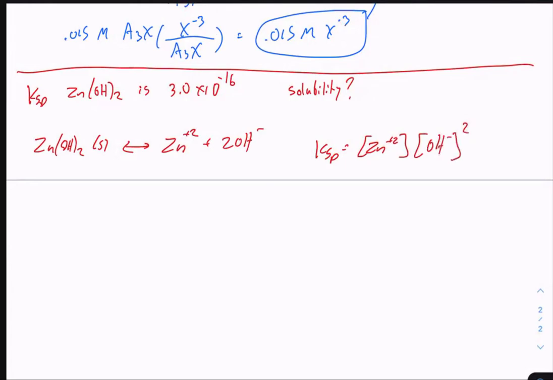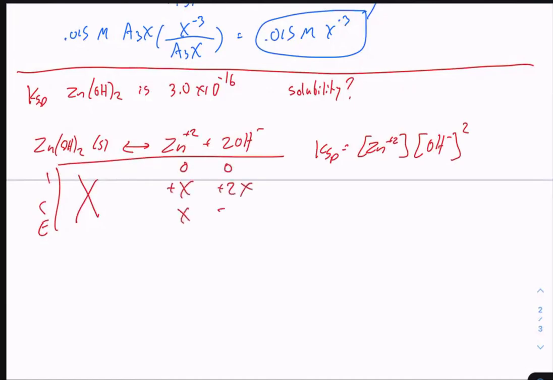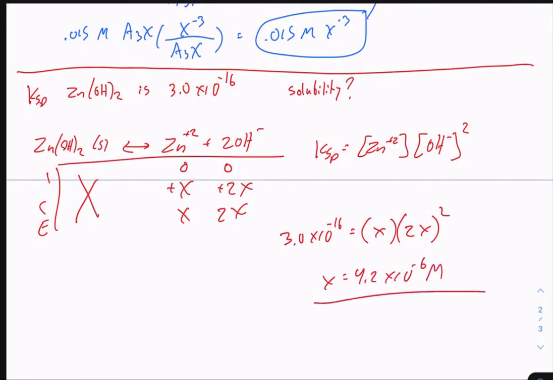All right. This ICE table would look like this. So 3.0 times 10 to the negative 16th is equal to quantity x times quantity 2x squared, which means x is 4.2 times 10 to the minus 6 molar. That's a pretty small molarity, 4.2 times 10 to the minus 6th.